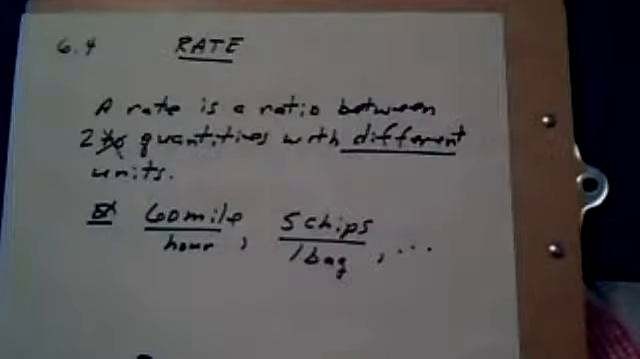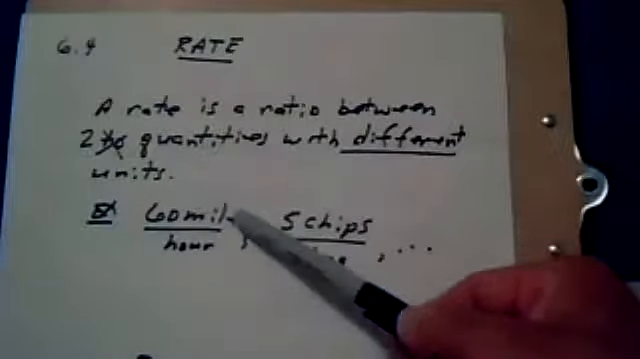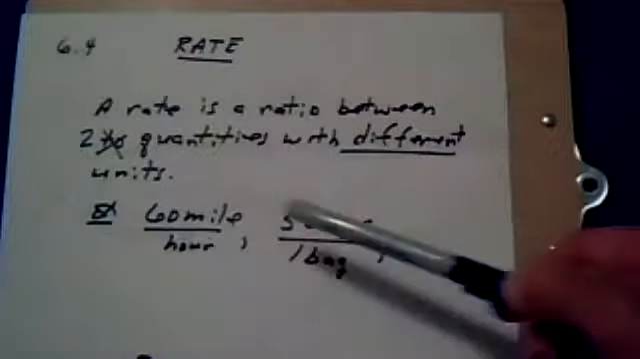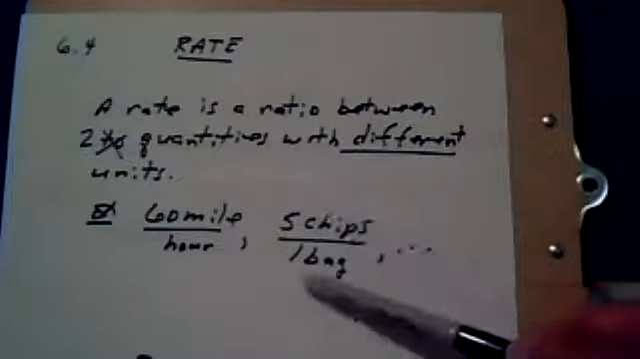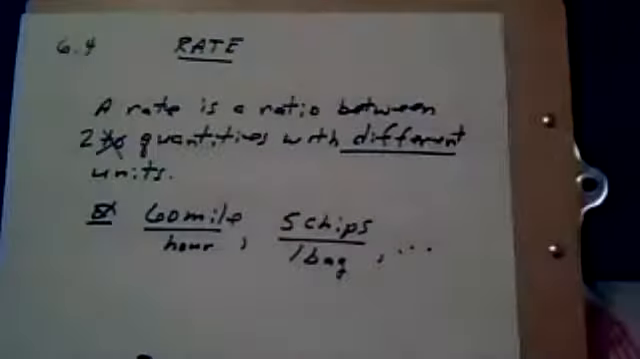So notice this is a rate. Why? It's two quantities, miles, a distance, and time. Distance and time are two different quantities. Notice right here, chips and bags are two different quantities, and it's a ratio. So when you have a ratio with two different types of units, you call that a rate. So it's a special type of ratio.